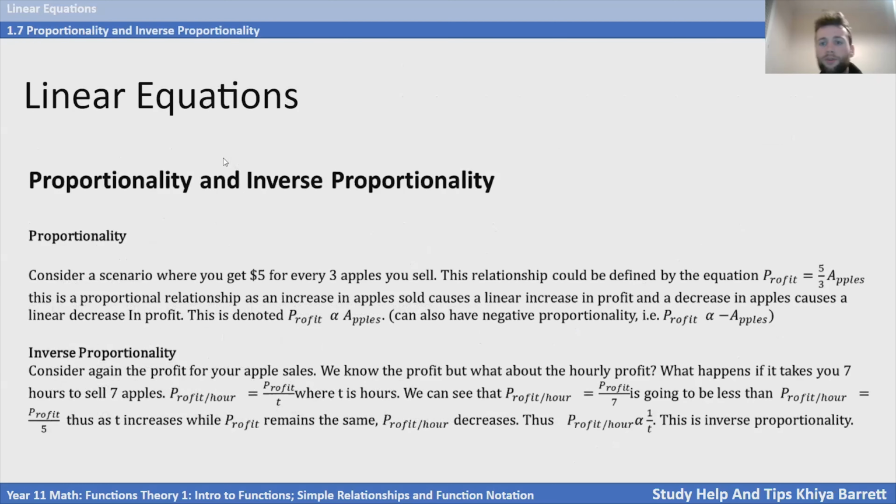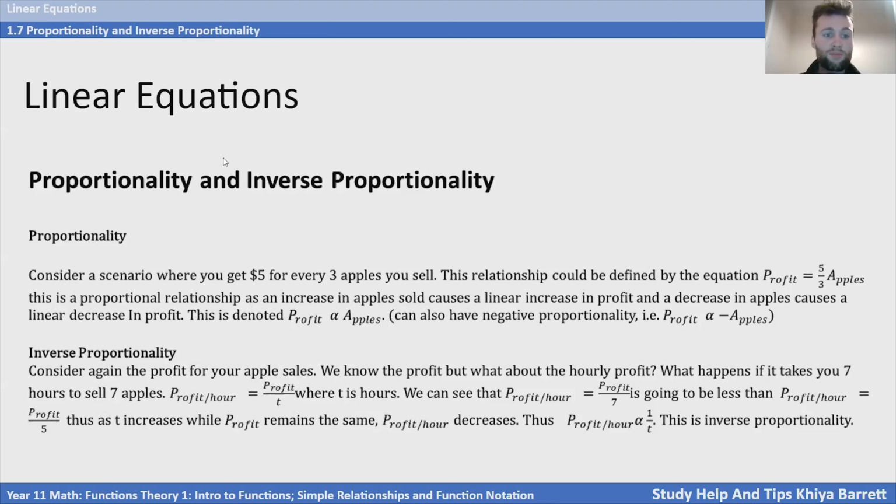Okay, I'm going to talk to you guys about this thing called proportionality. And I'm going to also talk about inverse proportionality. So proportionality, I think I'm going to do this by an example. So I want you to consider a scenario where you get $5 for every 3 apples that you sell. This relation could be defined by the equation profit equals 5 over 3 times apples.